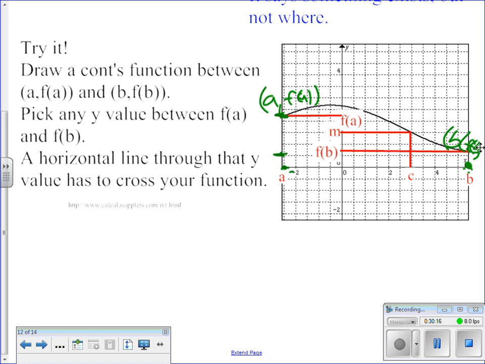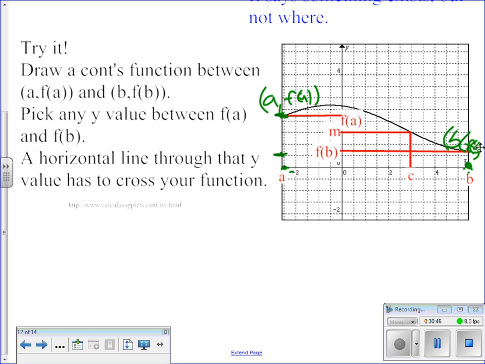So I know if it's continuous and I go from above the x-axis to below the x-axis, somewhere it's got to cross it. Where is that point at? That's what this says. If my y value is above and I have another y value at the other endpoint below, at least once it's got to cross the x-axis. That's what the intermediate value theorem says.